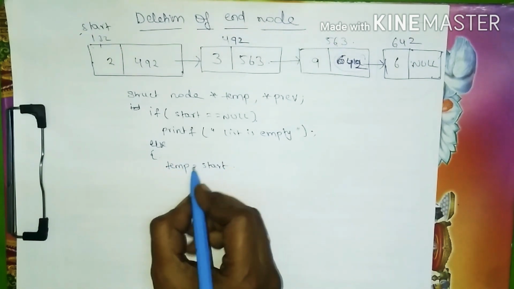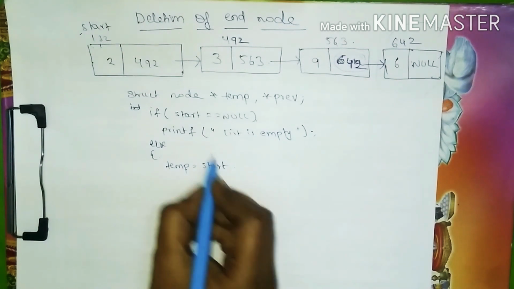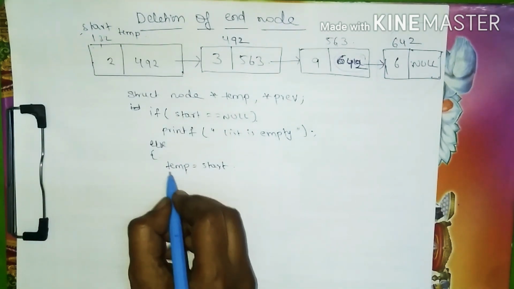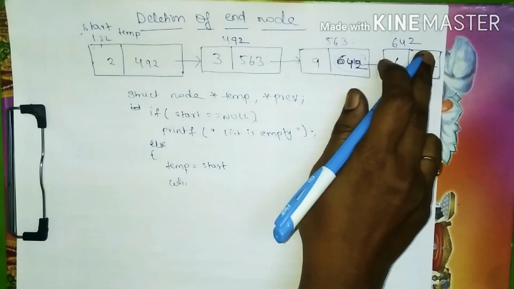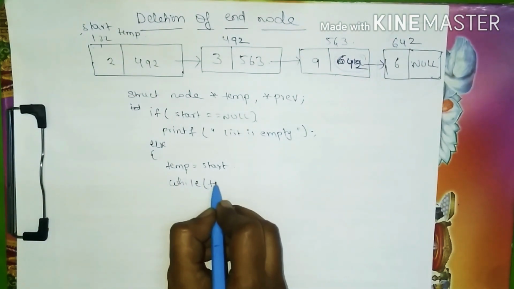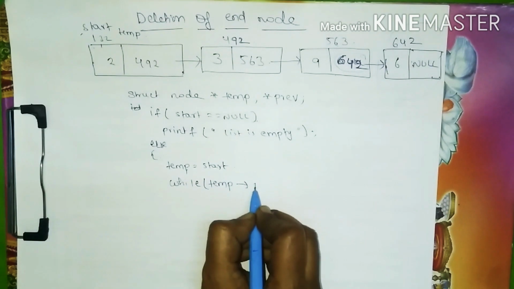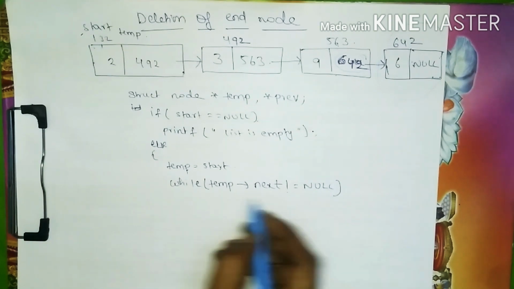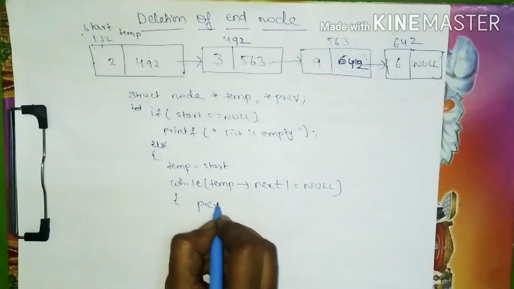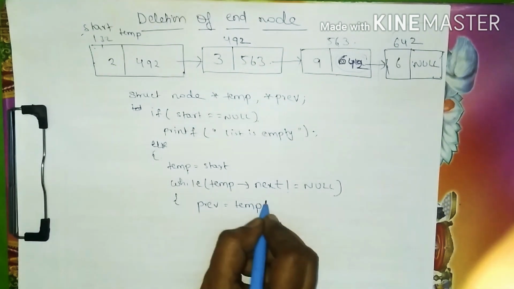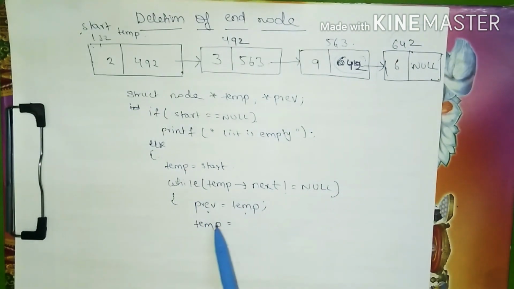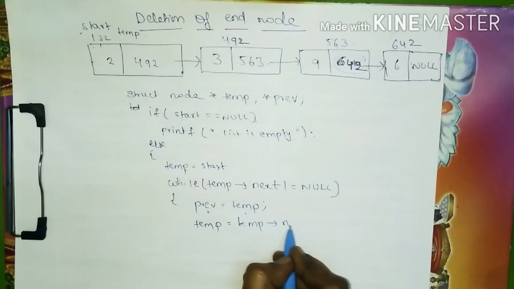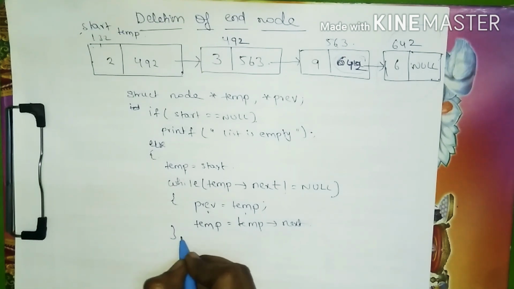Now what will the temp contain? Temp will contain the start address. That is, it will contain 132. Next, now the temp should be placed over here. So while temp next not equal to null, prev is equal to temp. So prev is equal to temp and temp is equal to temp next. Now let us see what happens.